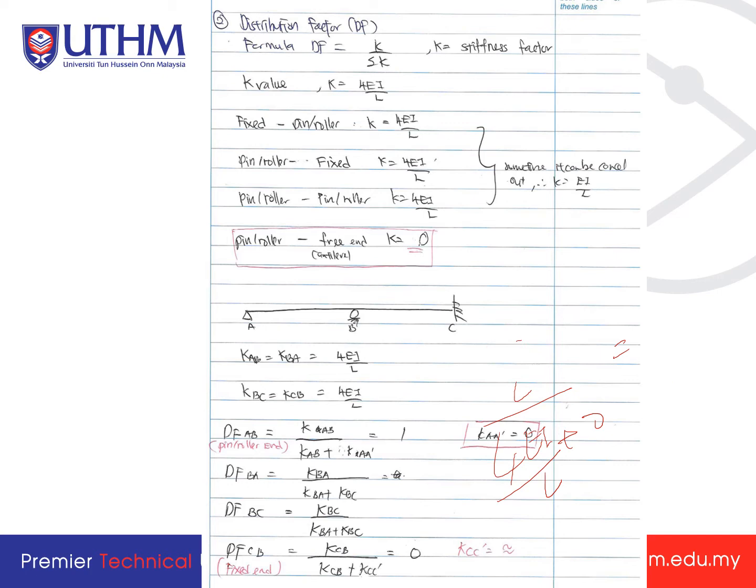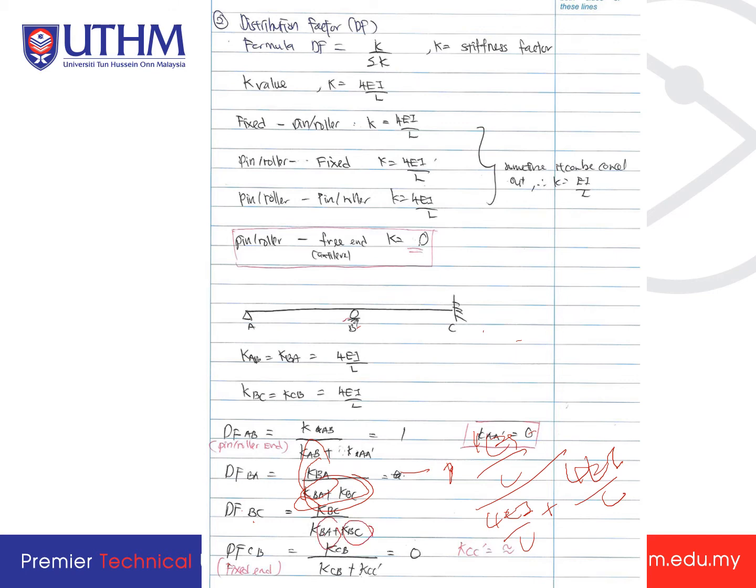So let me clean this. Okay, so for the next, you can see this DF BA is equal to KBA over KBA plus KBC. So this one you will get 0, you will get 4EI over L, and then 4EI over L plus 4EI over L. Okay, so you need to get this. And then BC is also the same, it is KBC over KBA plus KBC at the bottom.